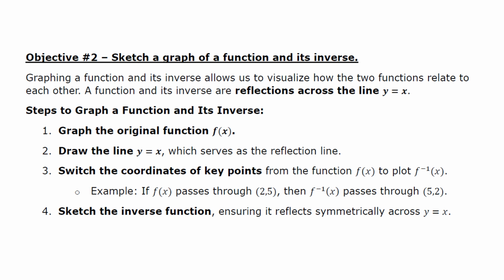We first are going to graph the original function f of x, and we can utilize our calculator or plug in points to help us. Then we're going to draw the line y equals x, which serves as the reflection line. Then we will switch the coordinates of key points from the function f of x to plot the inverse function, the inverse of f of x. For example, if f of x passes through the point 2,5, then the inverse function is going to pass through the point 5,2. Then we'll sketch the inverse function, ensuring it reflects symmetrically across y equals x.